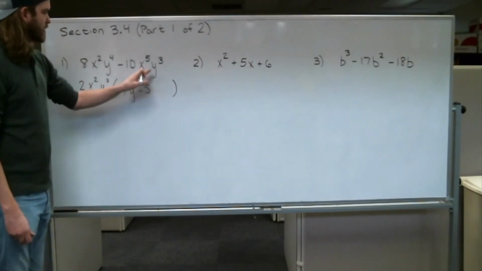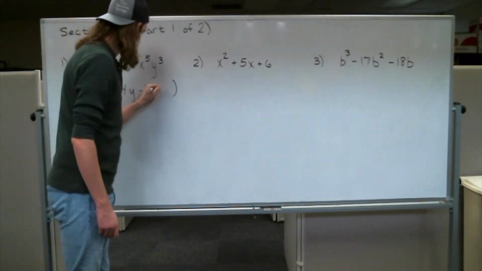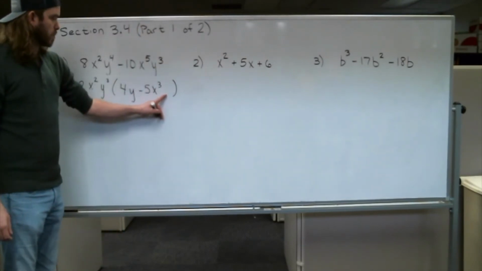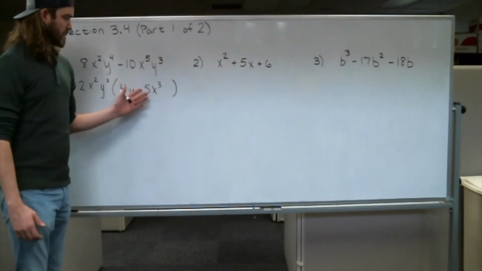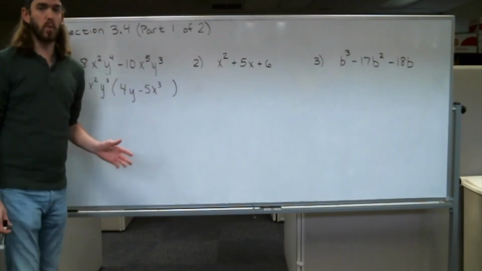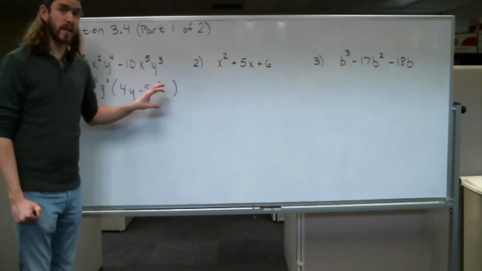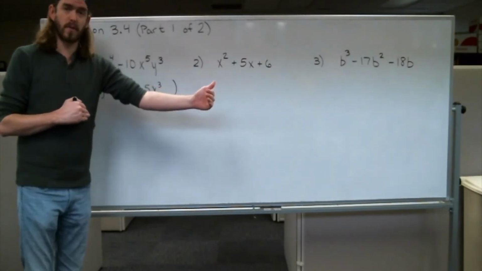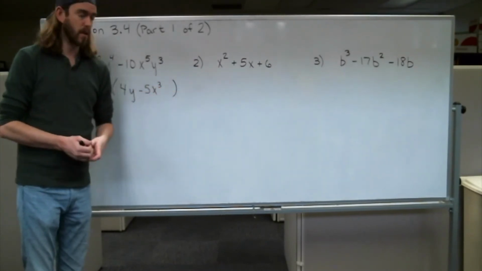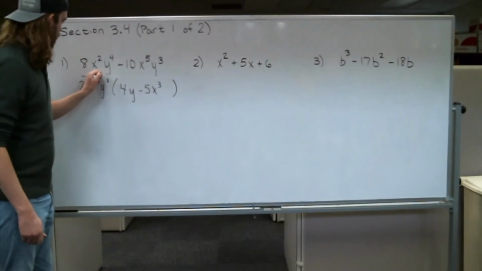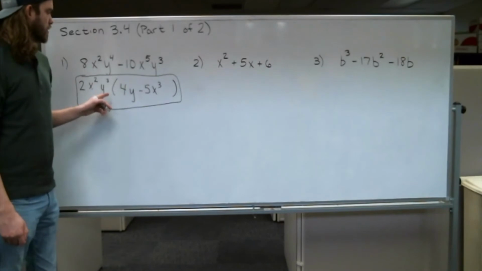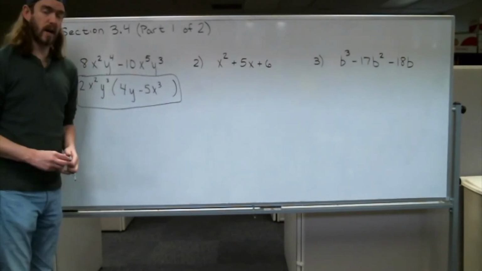X squared times x to the 3rd gives us x to the 5th. So y to the 3rd would be times 1 to get y to the 3rd, but since we already have some things there, we don't have to put the 1. Now if there's nothing else there, we do need to put the 1 as a placeholder, because we have to make sure that we have the same amount of terms that we started off with if we were to multiply it back out. But this is our answer. So we have 2x squared y to the 3rd times 4y minus 5x cubed.